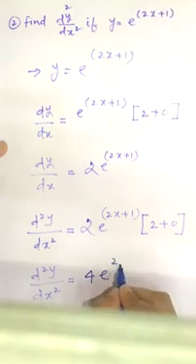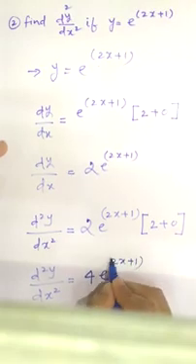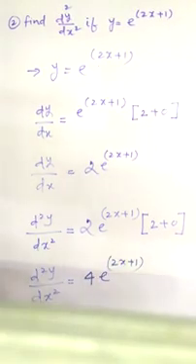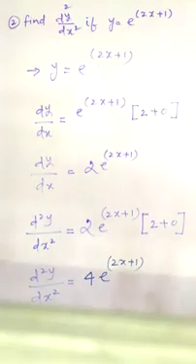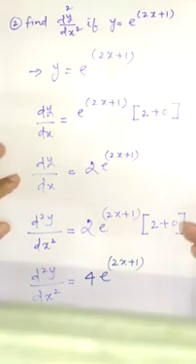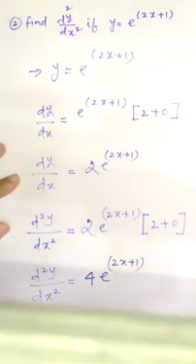Then e raised to 2x plus 1. Here we have the second order derivative of that. Okay? It's very simple, right? So, hope you got it. Now, let's move to the next problem.